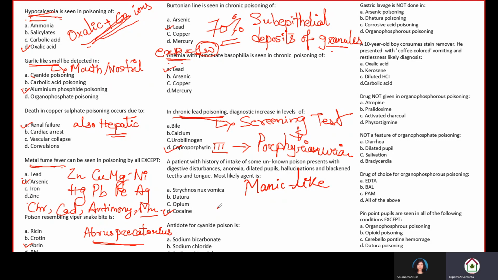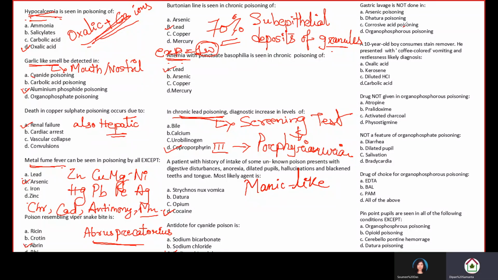Okay, next question. Antidote for cyanide poisoning is sodium thiosulfate. Cyanide is converted to thiocyanate by the complexing of cyanide with thiosulfate under the influence of the enzyme rhodanese. So antidote for cyanide poisoning is sodium thiosulfate. Just remember it as a fact, sodium thiosulfate.